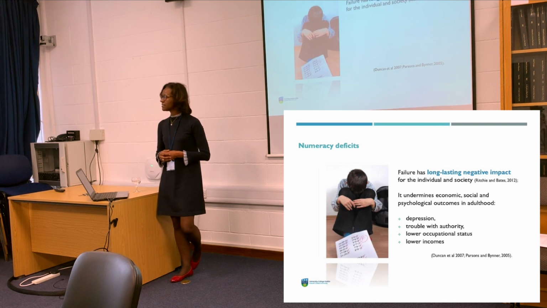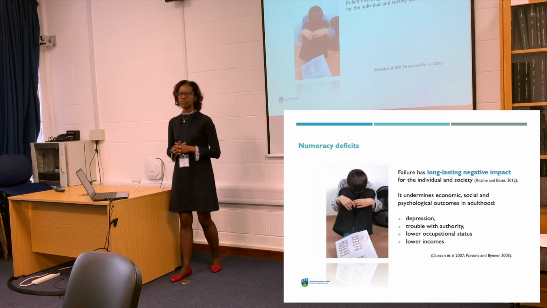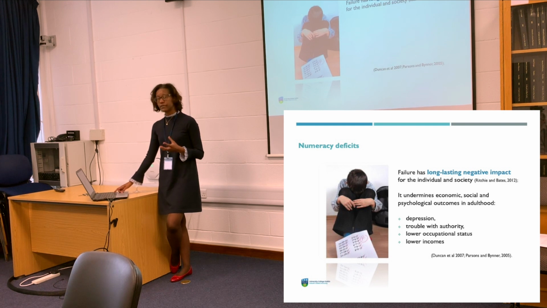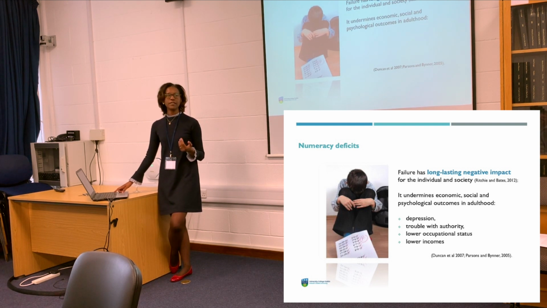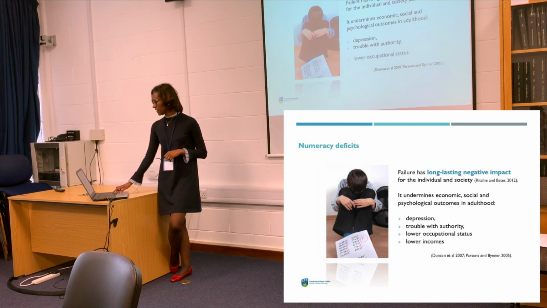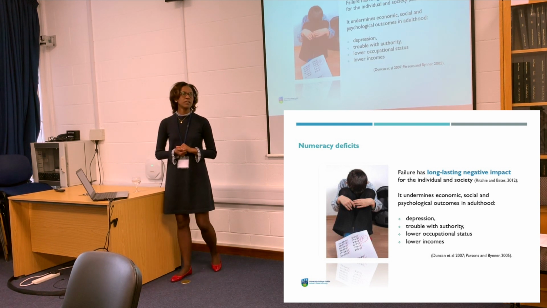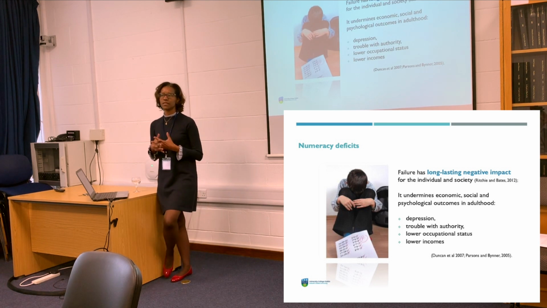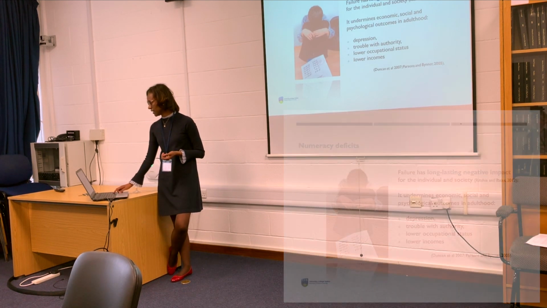What's important to understand is that failure has a long-term outcome and a very negative impact on society and for the individual. It undermines economic, social, and psychological outcomes in adulthood. For instance, low achievement in maths is associated with depression, trouble with authority, lower occupational status, and lower incomes. So definitely it's a huge problem, a serious question to be taken into account.